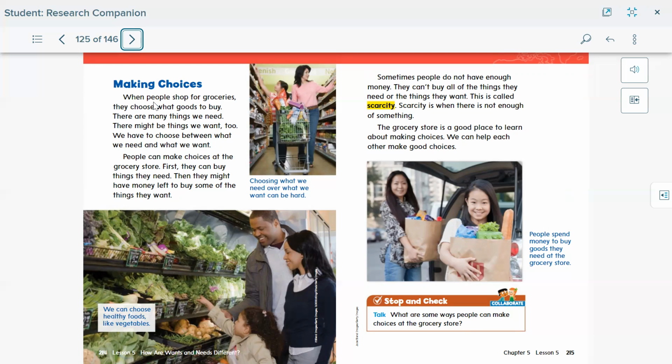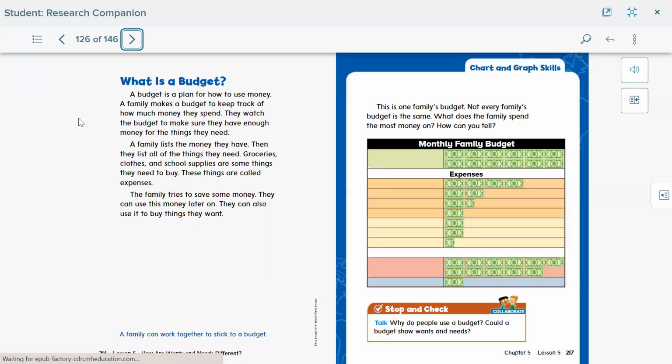So people spend money to buy goods that they need. And if you have extra money, you can buy something that you want. So I will do the grocery shopping, buying first the important stuff that I have to have. And then I can add a treat, it depends if I have extra money to do so.